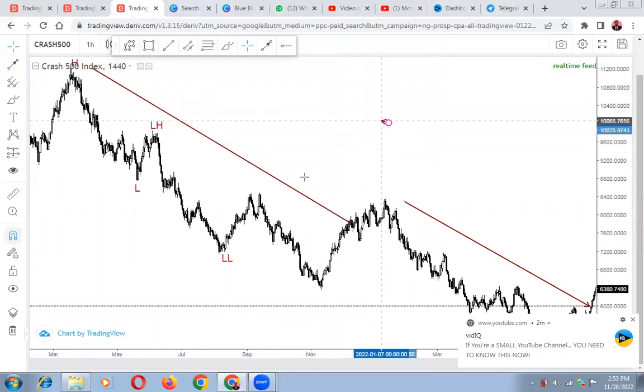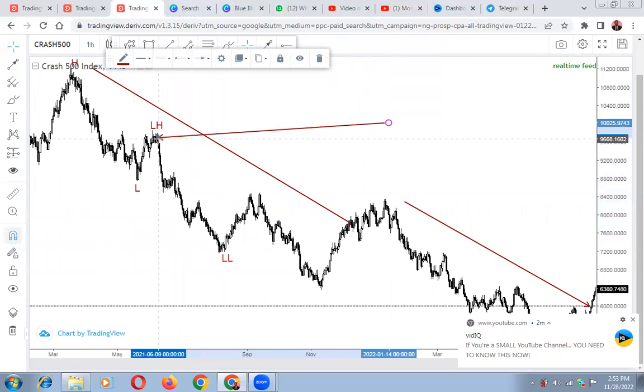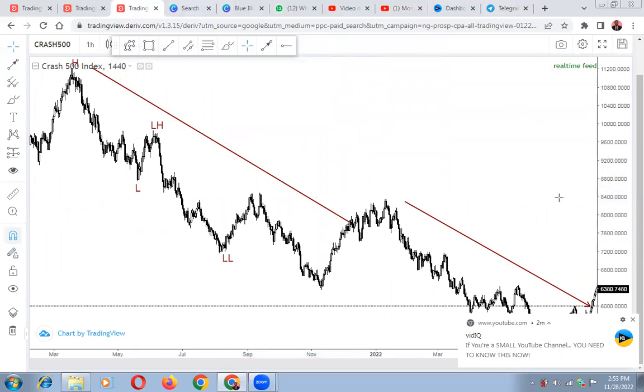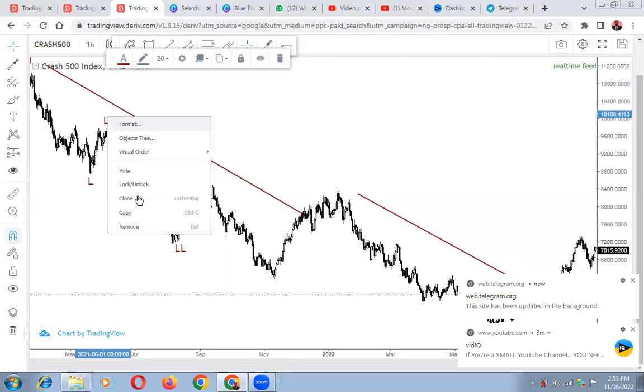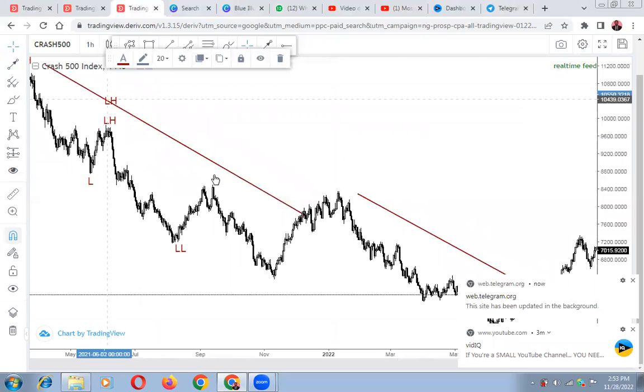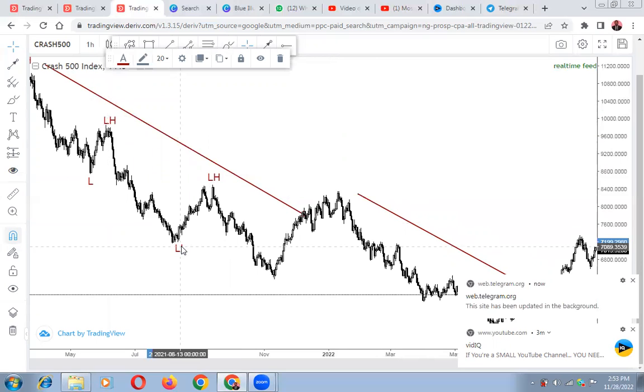Now, why did I call this a lower low? Because it is lower than this. This low is higher and this is a lower low. This is a lower high. So that is how to identify structure. Let's go ahead. Then the market came up and gave us another lower high at this point. And what did price do? Price gave us another lower low.